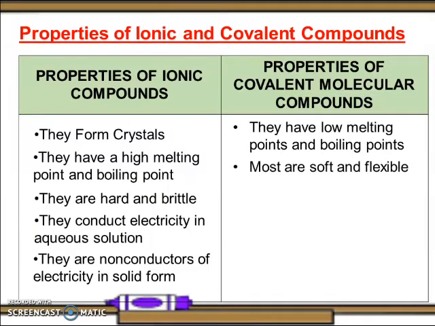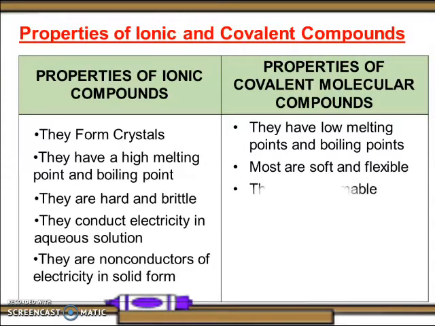Next, most covalent compounds are soft and flexible. This is because covalent bonds are relatively flexible and easy to break, which causes molecular compounds to form gases, liquids, and soft solids at room temperature. However, there are exceptions, primarily when molecular compounds assume crystalline form.